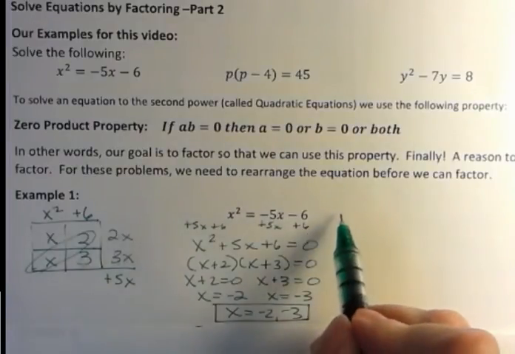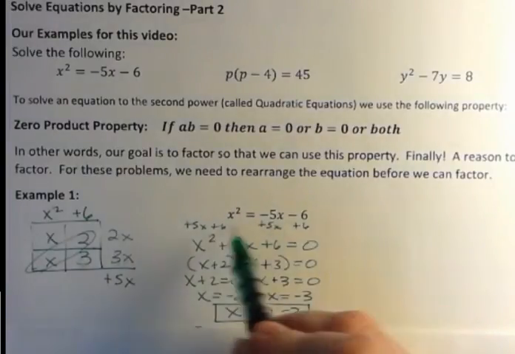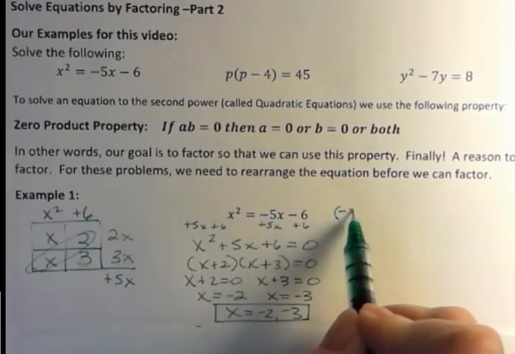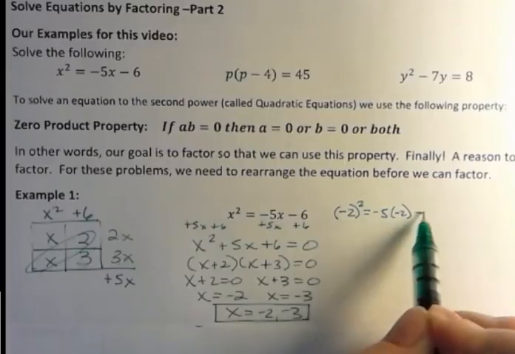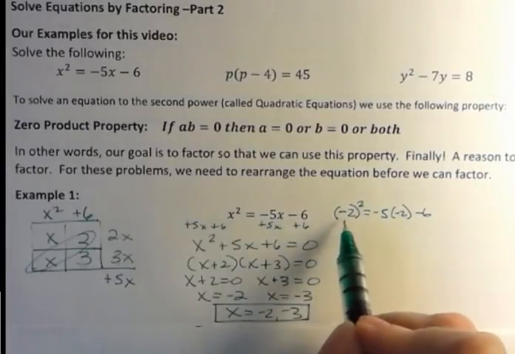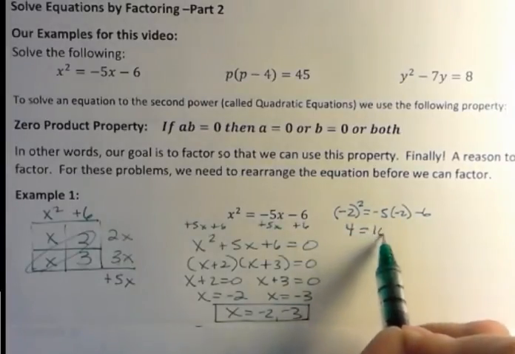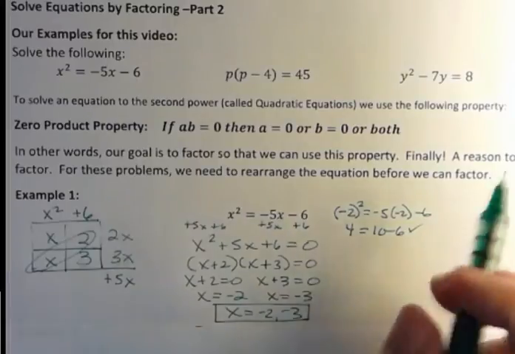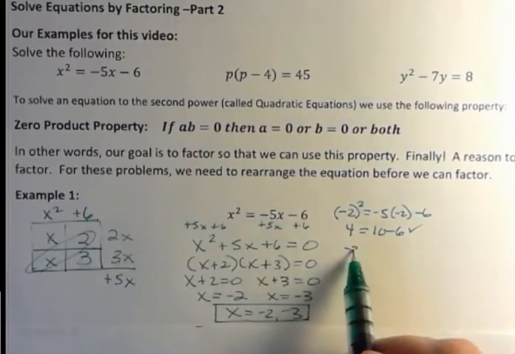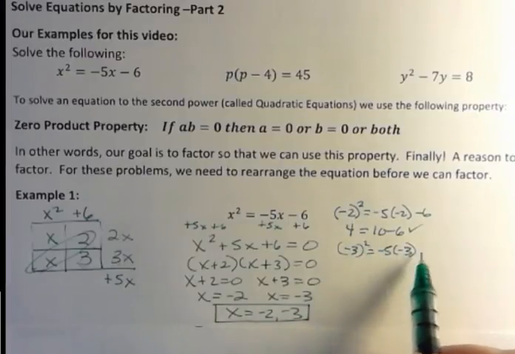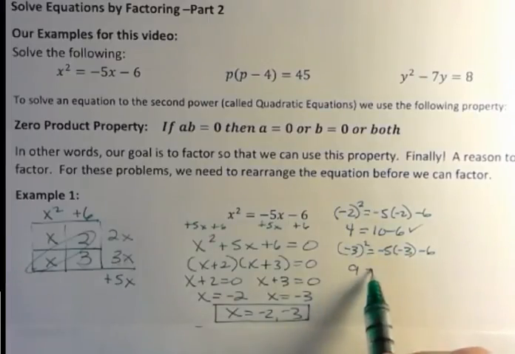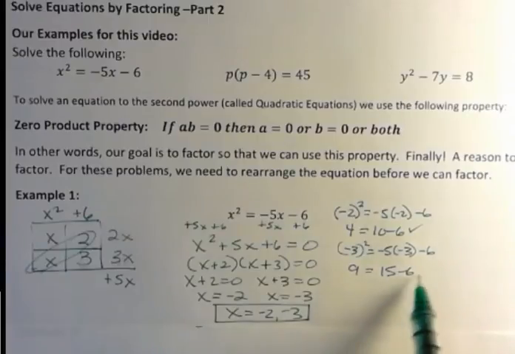Could I check that? Sure enough, I could. My original equation is negative 2 squared equals negative 5 times negative 2 minus 6. So that gives me 4 equals 10 minus 6, and that checks out. What about negative 3? Well, negative 3 squared equals negative 5 times negative 3 minus 6. And that's 9 equals 15 minus 6. That's also true, so that checks out. Let's move on to the next one.